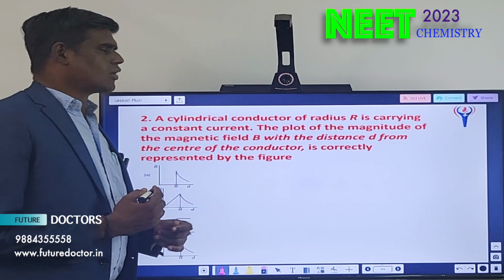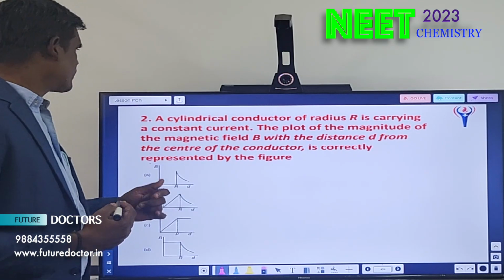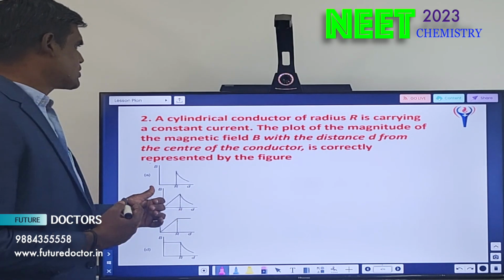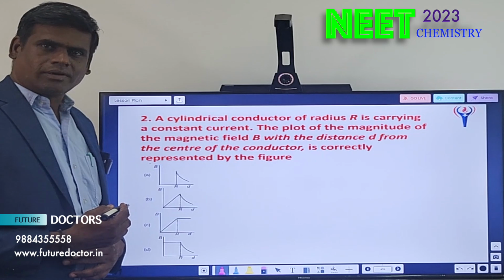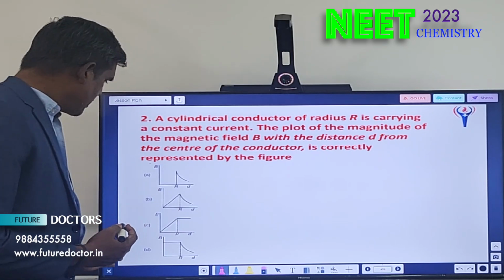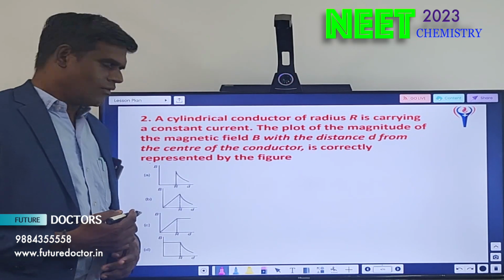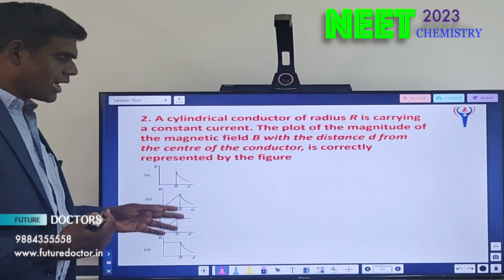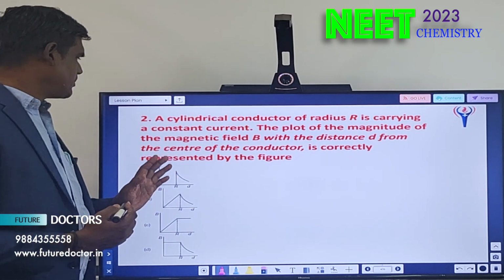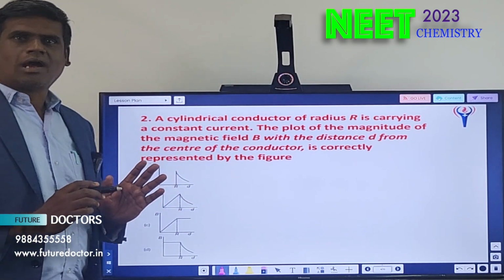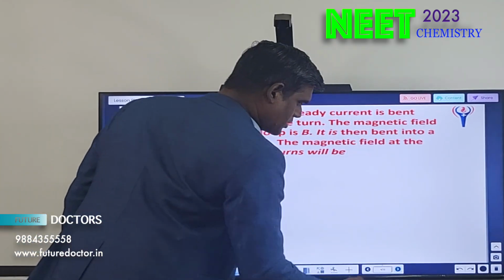A cylindrical conductor of radius capital R is carrying a constant current. The plot of the magnitude of the magnetic field B with the distance D from the center of the conductor is represented by the figure dash. That is, options A, B, C, D, as 4 graphs are given. That is the B versus D graph, where capital R is the radius of the cylindrical conductor. By knowing the relationship between B with respect to the center and the distance, you are able to find the solution for this question. Let's move to question number 3.